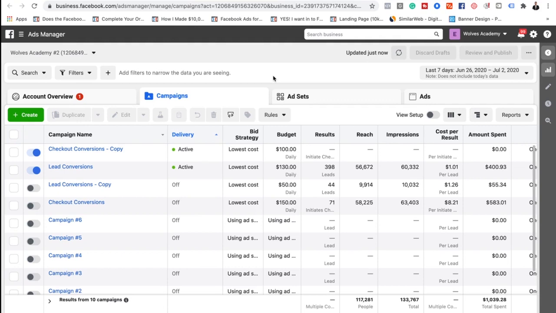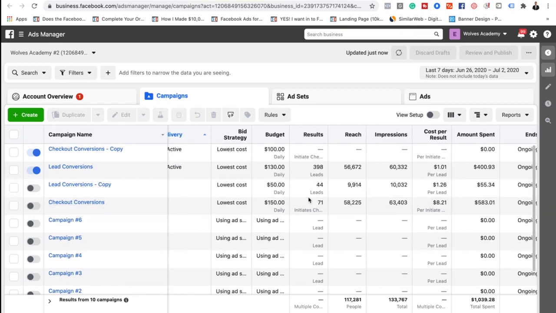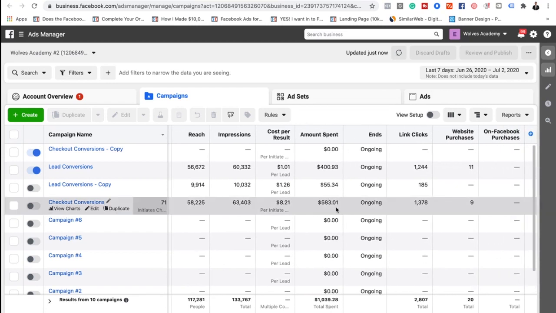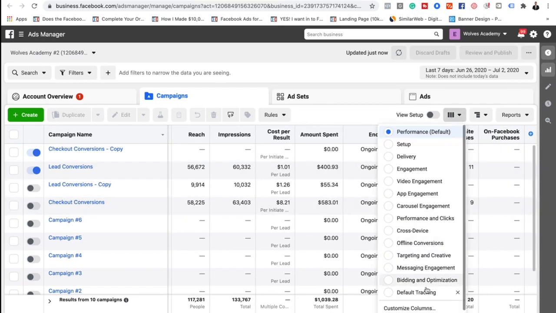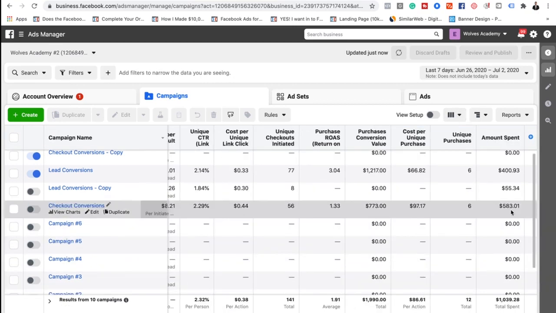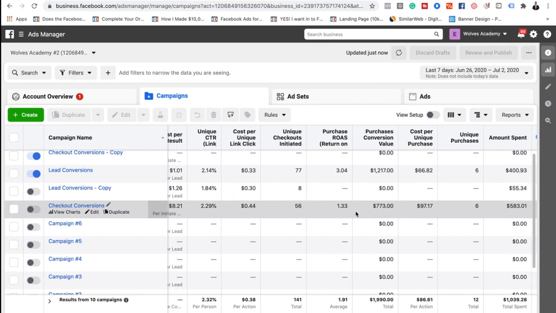All right, guys, so one thing that I will add that I thought would be very beneficial for you guys is that if you look at the checkout conversions campaign, I actually turned it off and I duplicated it. The reason why I did that is, if you look here, in the 7 days of this campaign, let's go to the actual default tracking, we spent $583 in ads, and we made $773. So not only is it 1.33 return on ad spend, which is above 1, so we're not going to turn it off.